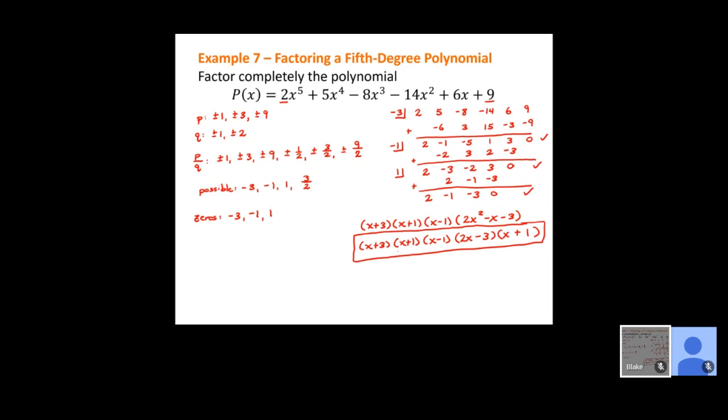Now, if you look, we actually have this x plus 1 that's repeated. And so if you wanted to combine those and write it as x plus 1 squared, you could. We'd have x plus 3 times x plus 1 squared times x minus 1 times 2x minus 3, right? So either one of those is acceptable. The second one is a little more simplified, right, because we've combined the x plus 1.